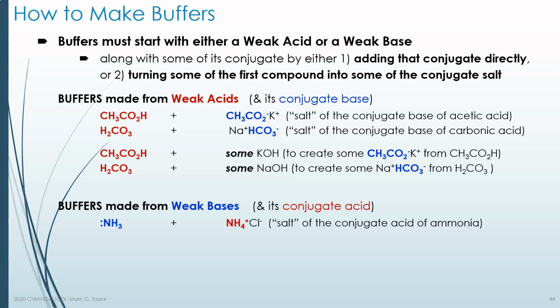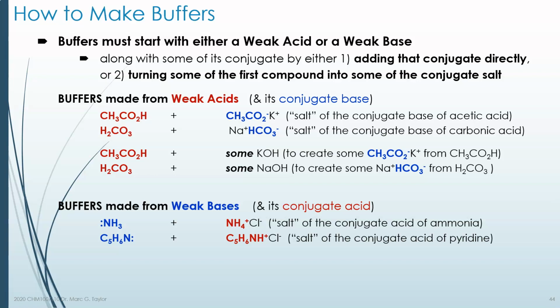We could also start with the bases instead and do the same type of process. Here's ammonia, NH3 in blue, that's the weak base. We can buy the conjugate acid, ammonium chloride, mix them together and make an ammonia buffer. We could do that with a different weak base, like pyridine. Now, you're not responsible for the structure of pyridine or the formula. I'm just giving you an example of another weak base.